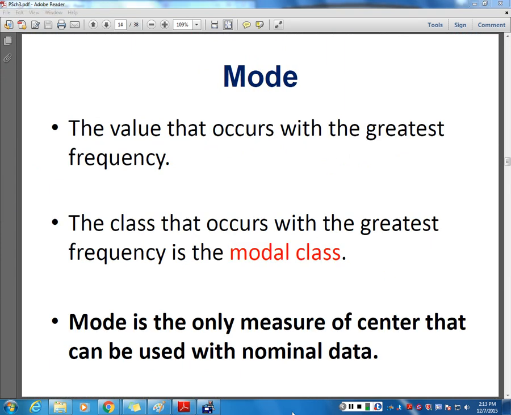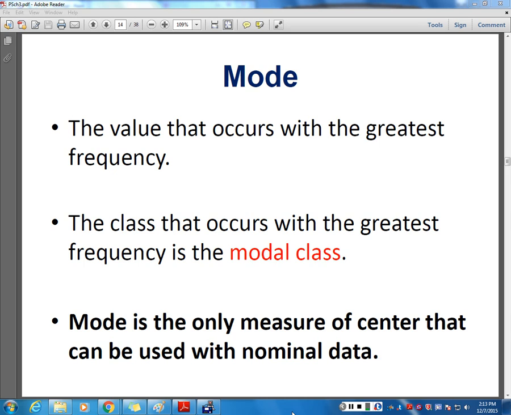One more measure of center that we're going to talk about is the mode. Now, the mode is the value that occurs with the greatest frequency. The class that occurs with the greatest frequency is known as the modal class. So the mode is the one that shows up the most often. It's kind of like an overachiever. It's there the most. At the bottom of the slide in bold, mode is the only measure of center that can be used with nominal data.